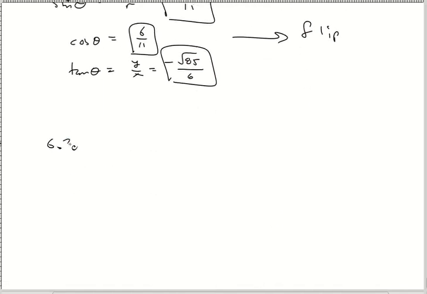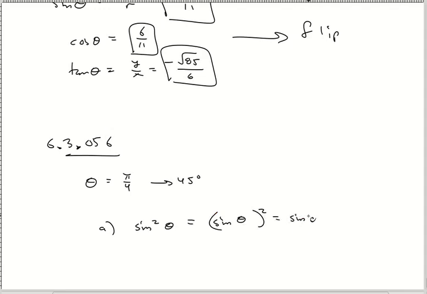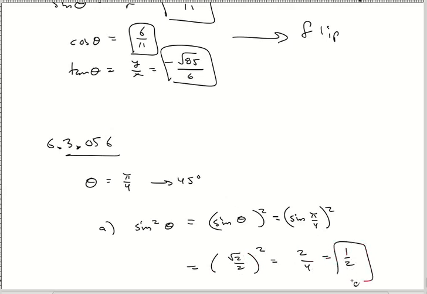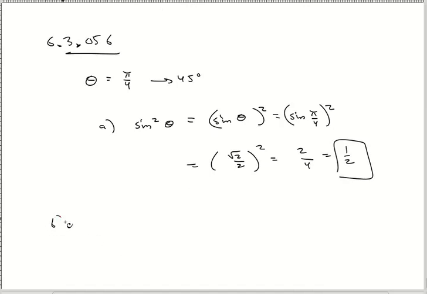Next problem, 63056. They say that theta is equal to pi over 4. Keep in mind, that's 45 degrees, by the way. They want to know, what is sine squared of theta? Well, when they write that square like that, they're really just saying the whole thing squared. So sine of pi over 4, and then all squared. If you go to your unit circle, the y value at 45 degrees is square root 2 over 2. Squaring that guy, I got 2 over 4. Each one of these gets squared, leaving the 1/2. That was pretty easy.